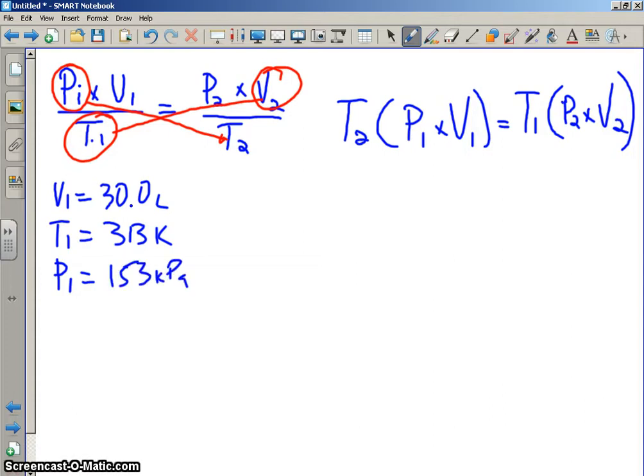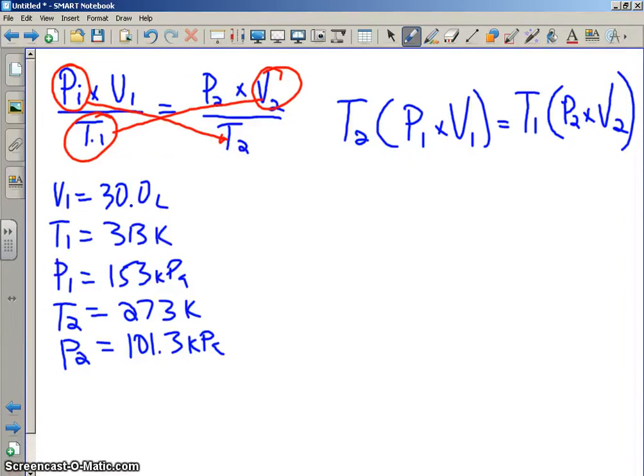T2 is 273 Kelvin, because that's standard temperature, and standard pressure, which is P2, is equal to 101.3 kPa. Now, here's the deal. You will not have to memorize T2 and P2, in other words, 273 and 101.3, but I'll make sure that the problems already have that listed. So, what is our unknown? Our unknown is V2.